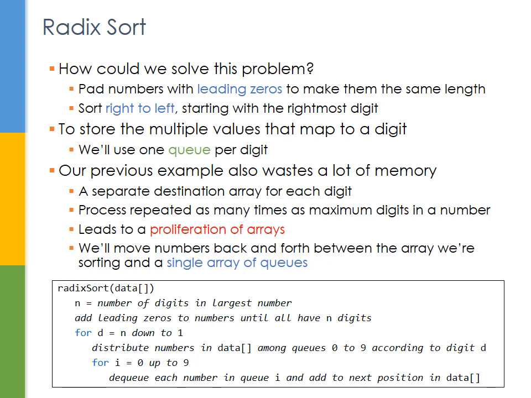This is the same distribution approach that we used in our previous example. Once we've distributed all of the values to their appropriate queues, we run through this final loop over here. This loop runs from 0 to 9, so it's running through the piles, starting with pile 0 and ending with pile 9. For each pile, we dequeue each number contained in the queue for that pile, and we add it to the next available position in our original data array.